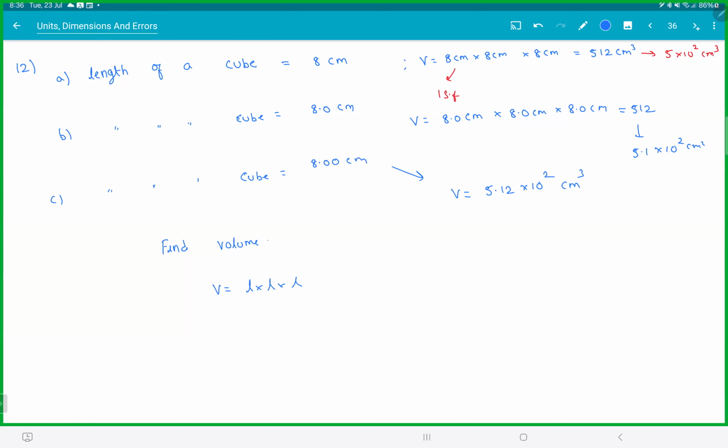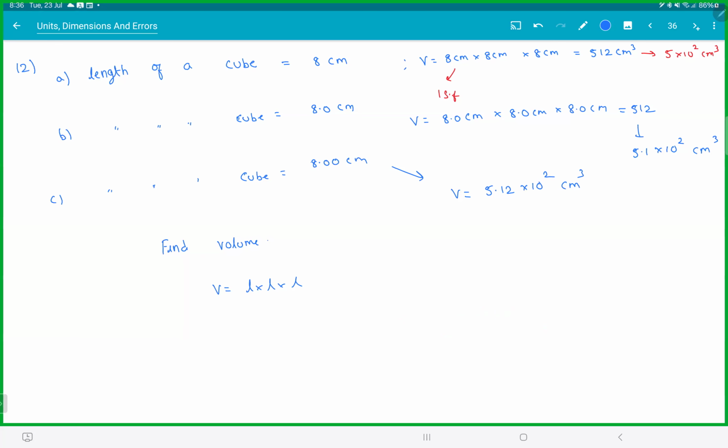Centimeter volume, right? It's a cube, right? I wrote centimeter square here. I wrote cube only, no? Okay, in B, it's a cube only. All got this? So those are some of the rules.